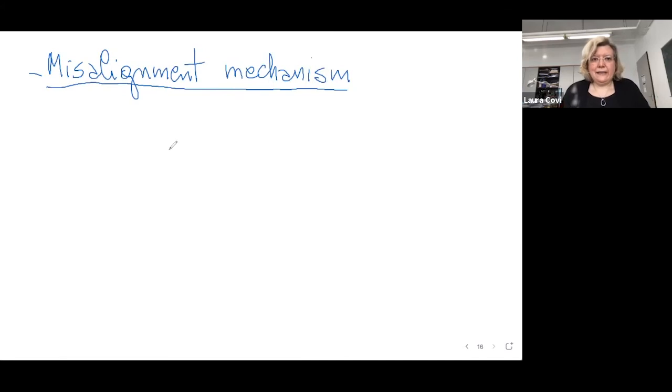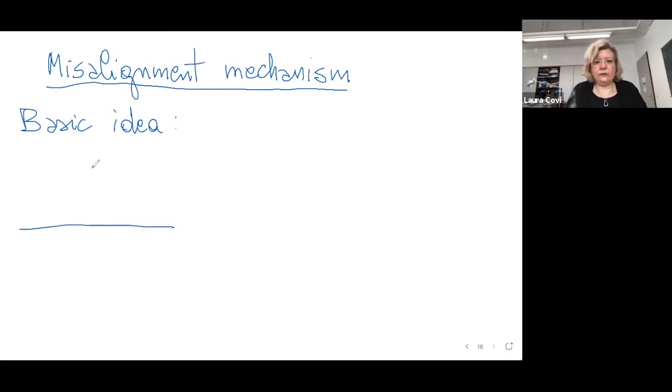Now, the misalignment mechanism is based on the fact that the potential of the axion, as we heard before, changes in some sense during the evolution. Originally, practically, you do not have any potential. So the basic idea is the following. You start, in particular, during inflation, where the axion has no potential. So if you look at the axion field, the potential is 0, so the axion field can be any value.